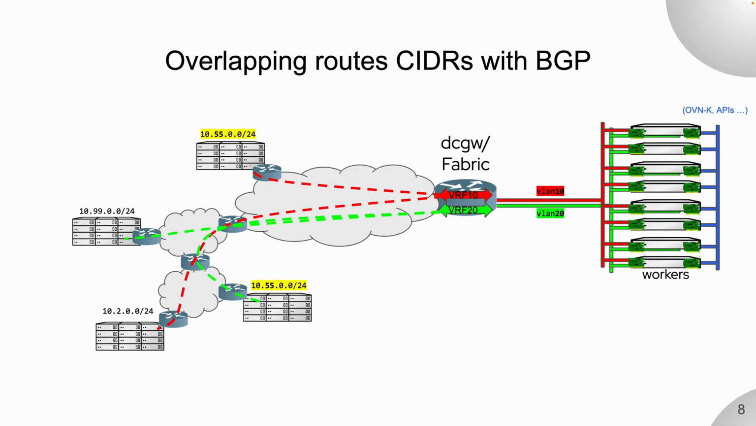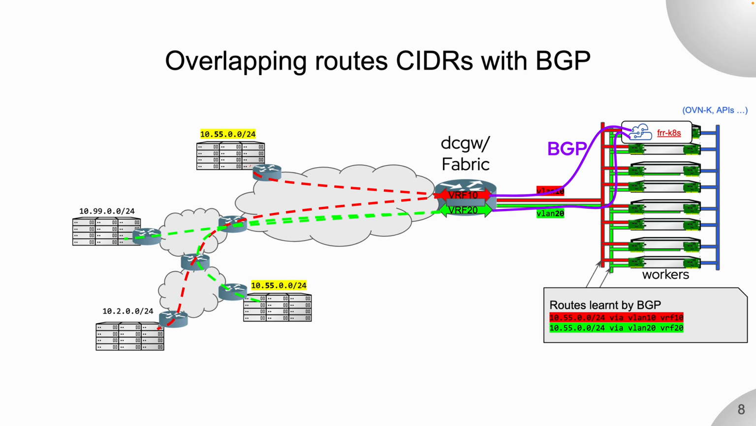overlapping routes CIDR with BGP is also possible with EgressIP plus VRF, but instead of using static routes with EgressIP plus VRF, you use BGP with FRR Kubernetes. So this is something which is supported and documented. I will not deep dive into this configuration today, but just to say that if you have overlapping remote site CIDR with static routes or with BGP routes, you need to use EgressIP plus VRF as of today. And this is working for both static and dynamic routes.